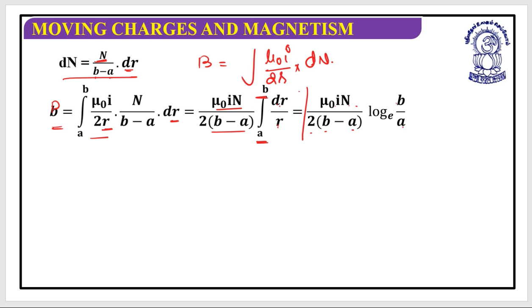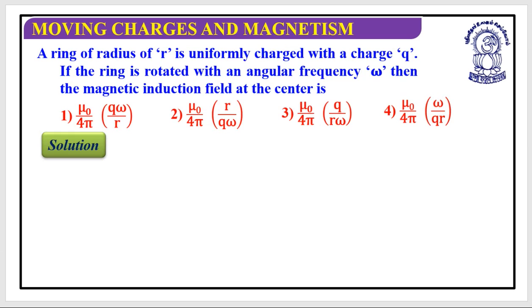This is the magnetic field due to a spiral circular coil. I hope this is clear, and you must remember this formula. You must remember it. Yes, this is very helpful. Is it clear? Okay, great. Let's look at the last question of this lecture. Do it quickly.